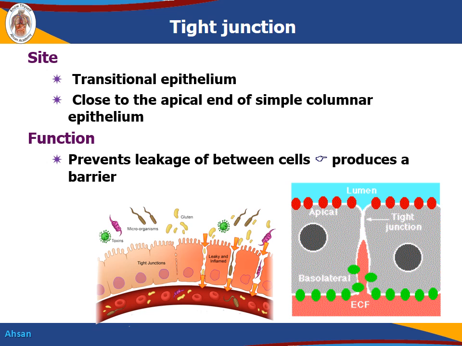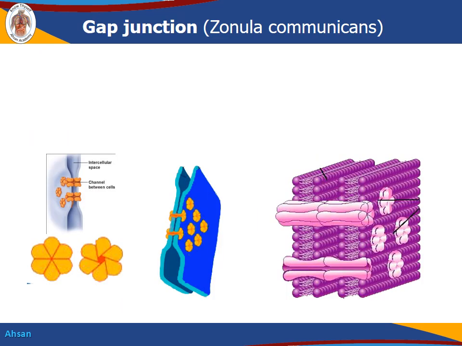The function: it prevents leakage between the cells and produces a barrier between the luminal fluid and the luminal structure and the part below the epithelium. This also achieves some degree of adhesion between the cells and prevents separation of the apical region of the cell.